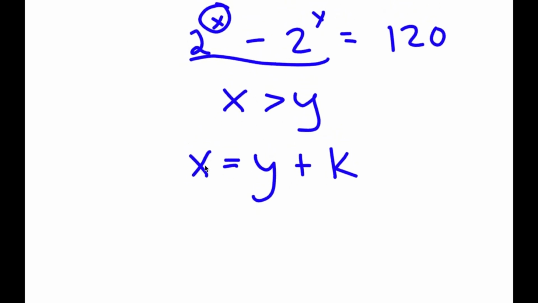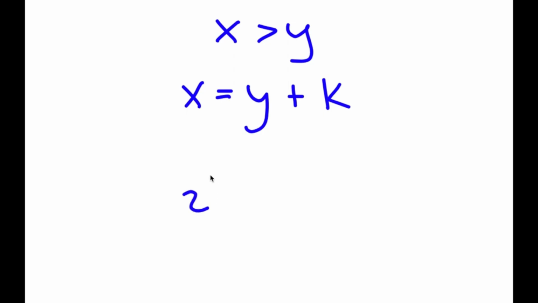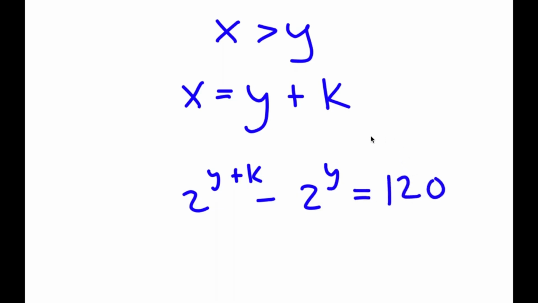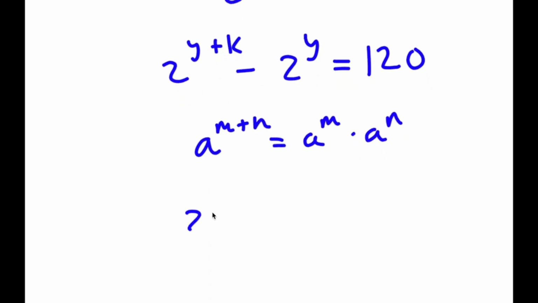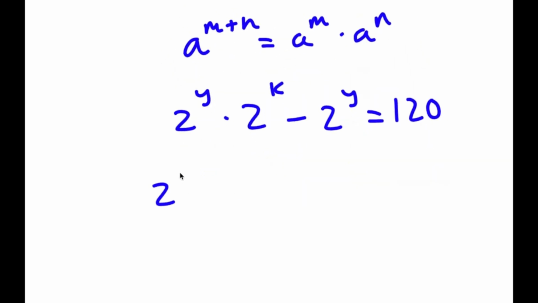So now, if I replace x with y plus k, I get 2 to the power of y plus k minus 2 to the power of y is equal to 120. Now, if I have something in the form a to the power of m plus n, this is equal to a to the power of m times a to the power of n. So 2 to the power of y plus k, we write as 2 to the power of y times 2 to the power of k. Now I have this minus 2 to the power of y is equal to 120. Now if I factor out 2 to the power of y, I get 2 to the power of y times 2 to the power of k minus 1 is equal to 120.